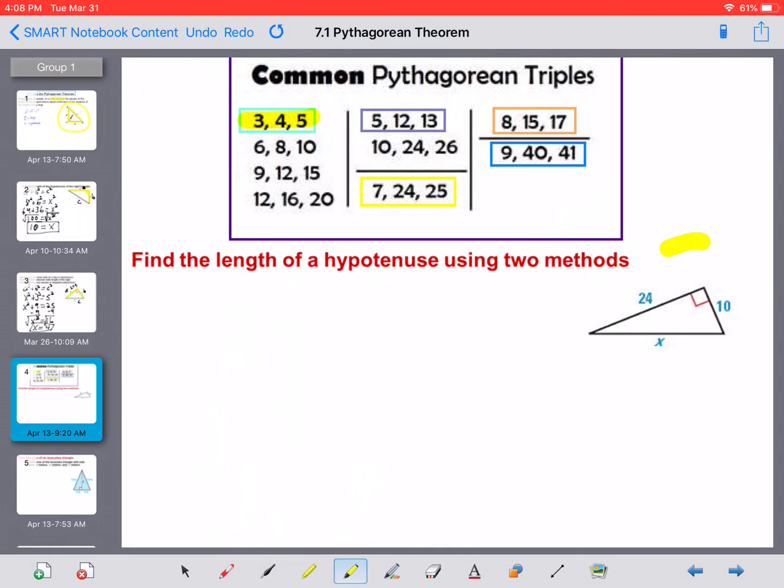So if we want to find the hypotenuse here, we could use the Pythagorean theorem. It is a right angle, so the Pythagorean theorem will apply. Or if you can find it on a list like this, I can look up at my chart and see that if the legs are 10 and 24, then the hypotenuse is 26. So I can just look at this chart and say x equals 26.